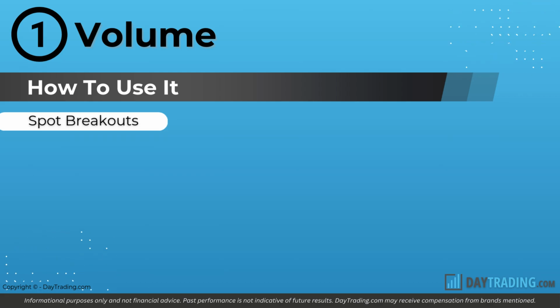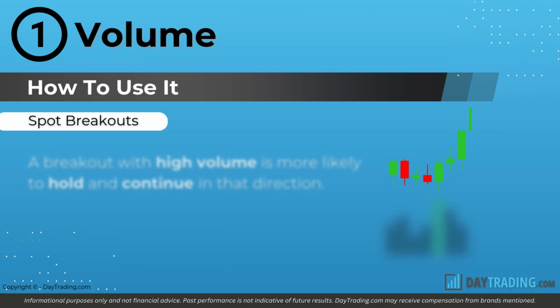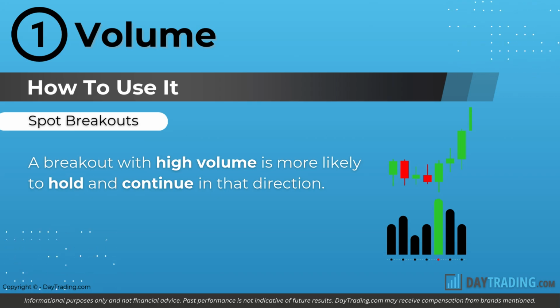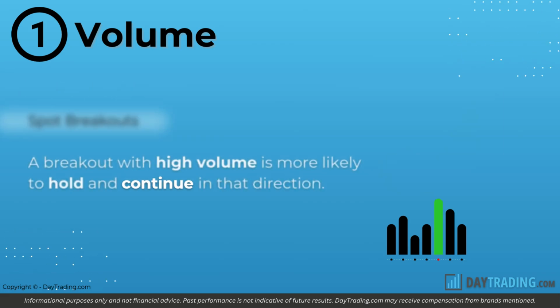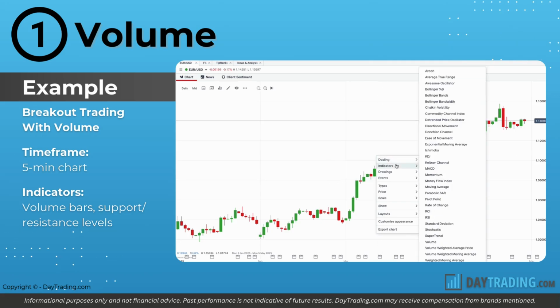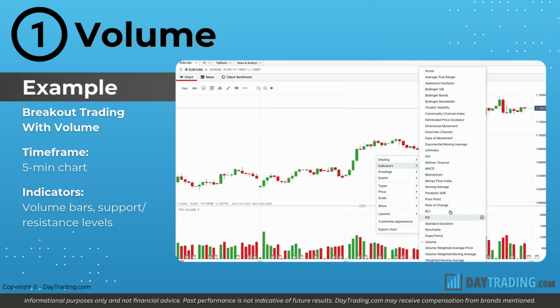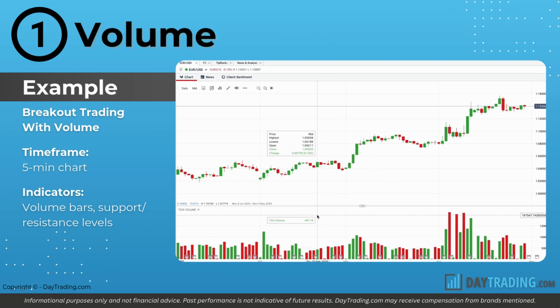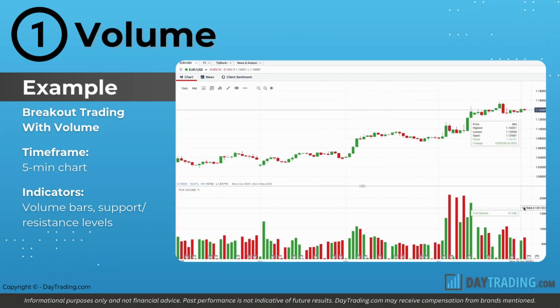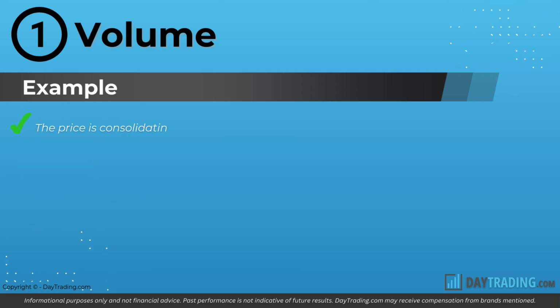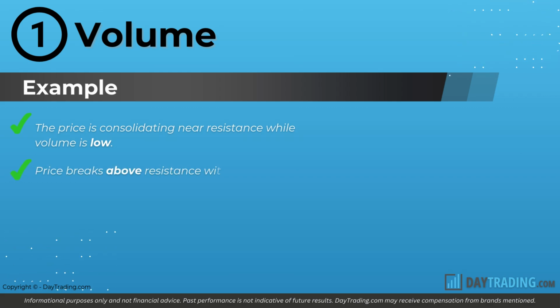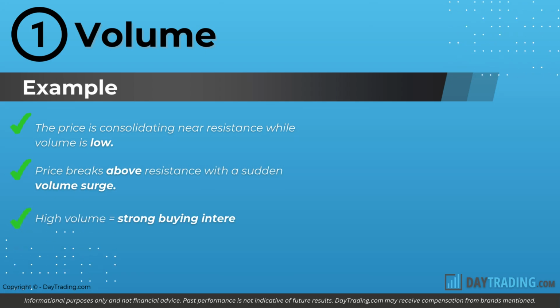You can also use the volume indicator to spot breakouts. A breakout with high volume is more likely to hold and continue in that direction. Let's see how you can use this in an example. Set up a 5-minute chart with volume bars and support and resistance levels. The price is consolidating near resistance while volume is low. Suddenly, the price breaks above resistance with a surge in volume suggesting strong buying interest.